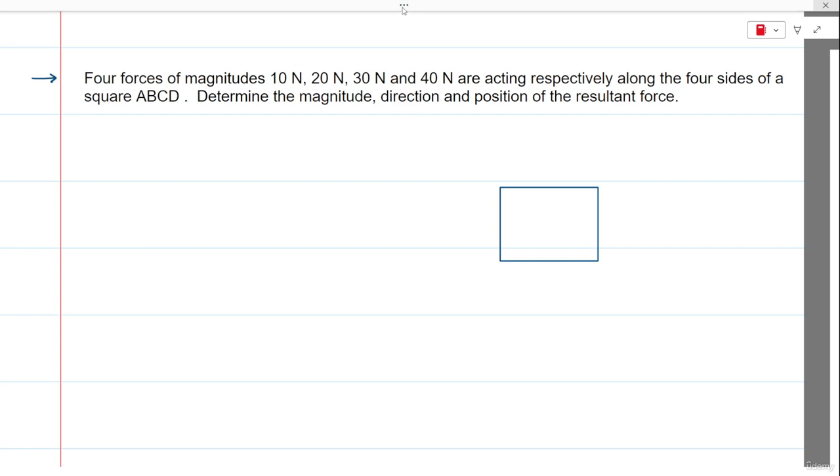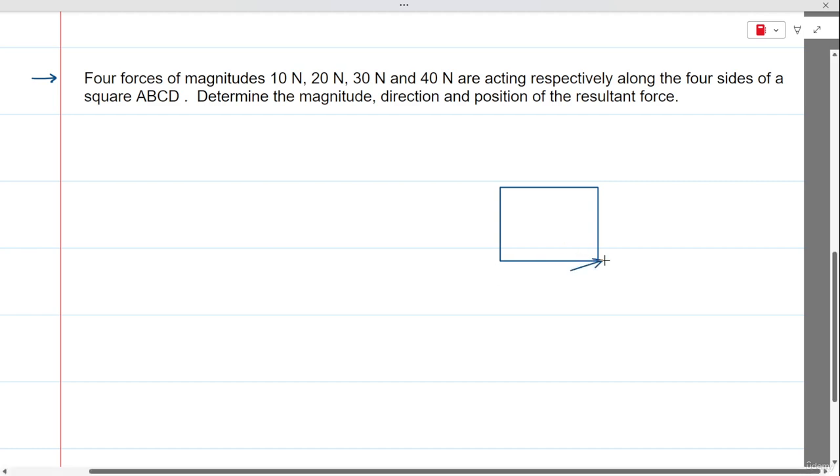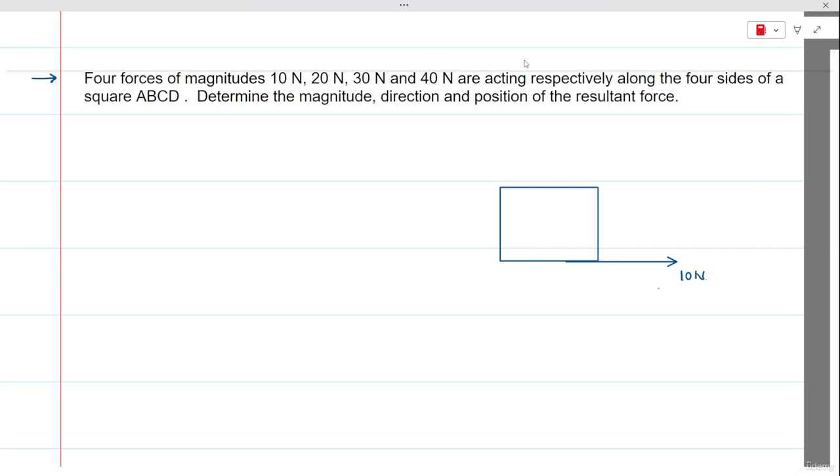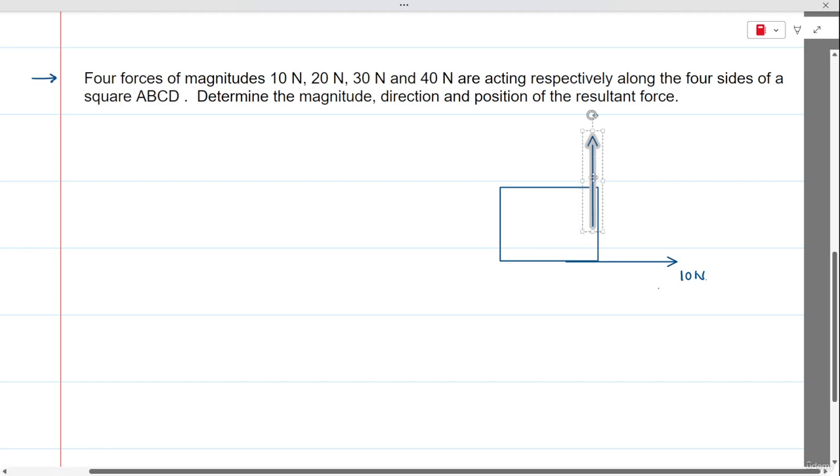Now the orientation of forces is basically described by their action along the sides of the square. So let's say this is 10 Newton, which is in the direction of positive x-axis, and another force is 20 Newton. Let's say it is in the direction of positive y-axis.